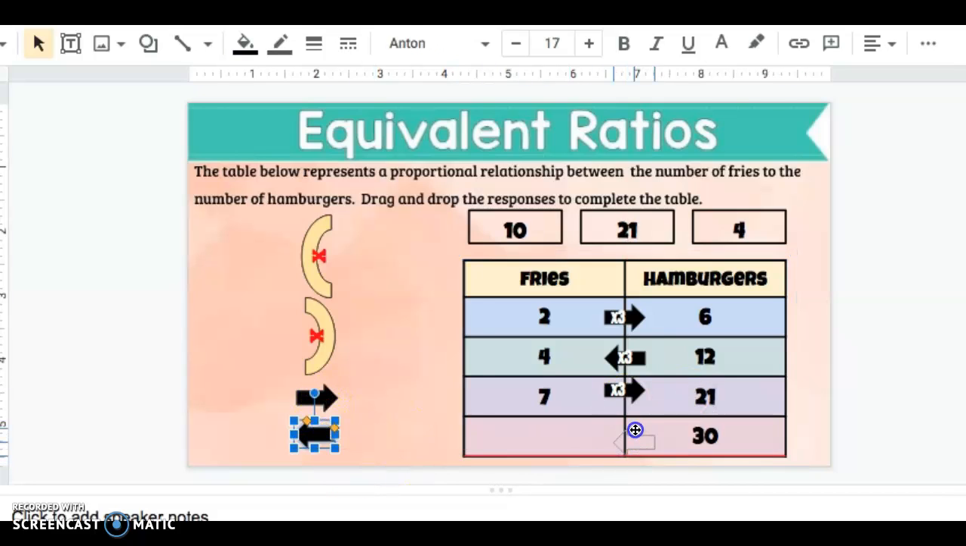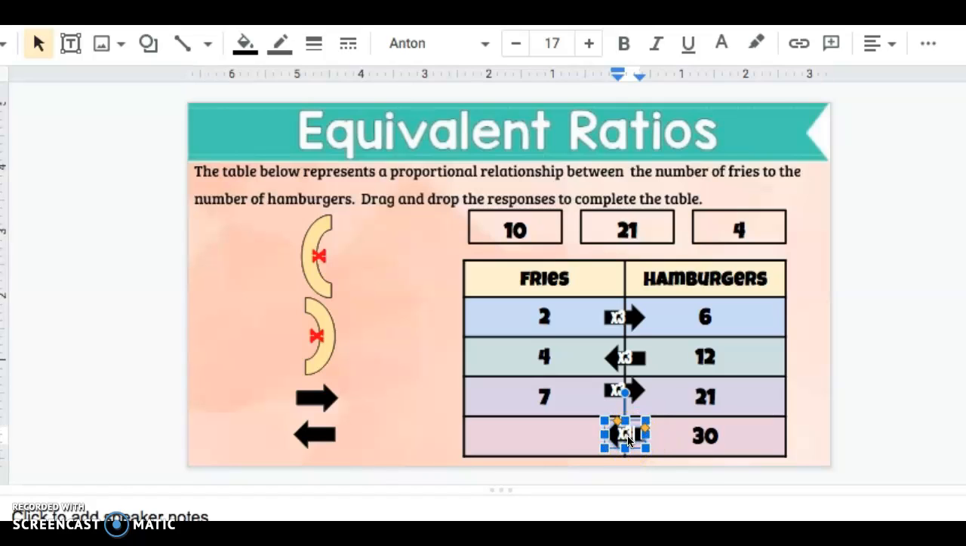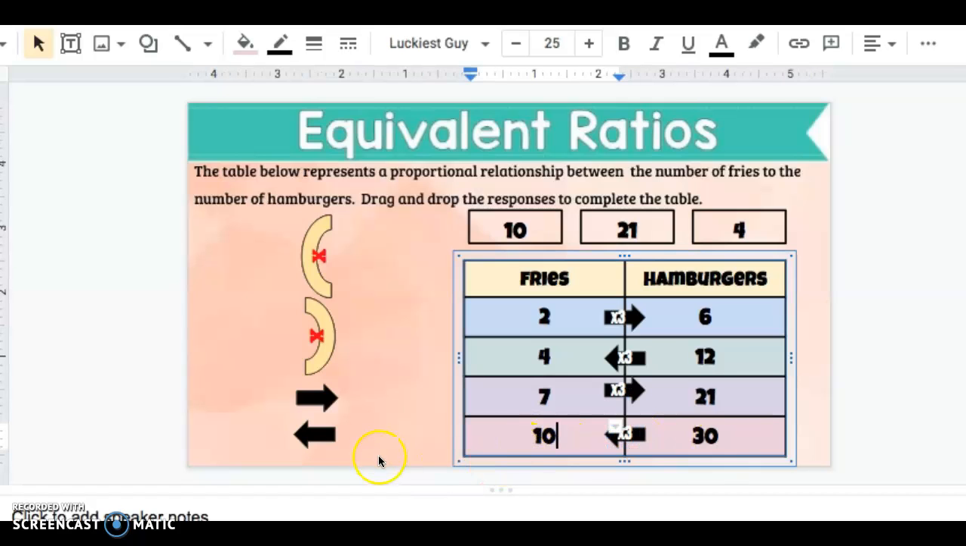But this time you're going 30 to something. 30 to what? Well, 30, not times 3, but what times 3 gives me 30? You would say 10. Okay? So that's what you would do for those.